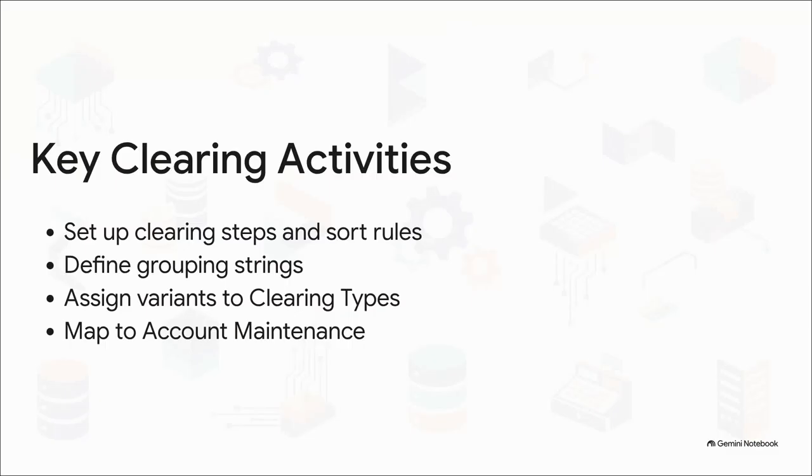Inside these paths, your key activities get incredibly precise. You're setting up clearing steps, sorting rules, and grouping strings based on main and sub-transactions. But the real magic is assigning variants to specific clearing types. For instance, you might map default behaviors to type 19 for a manual incoming payment, or type 03 when your team is doing manual account maintenance. You're essentially teaching the system how to think exactly like your very best accountant.